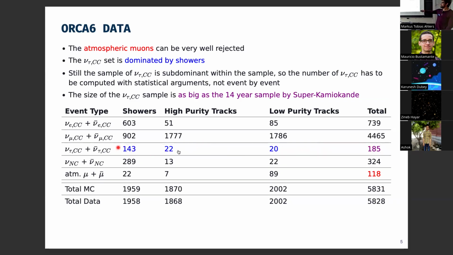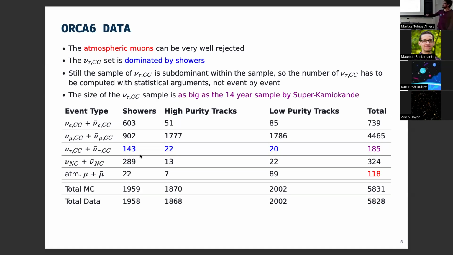Anyways, in the tau neutrino sample as well, we can see that it's mostly showers. That's pretty natural. But even among the total Monte Carlo sets, the showers, or the tau neutrinos, are still pretty subdominant. So we can't really differentiate event by event to get our tau neutrinos, but we have to do this with statistical means.